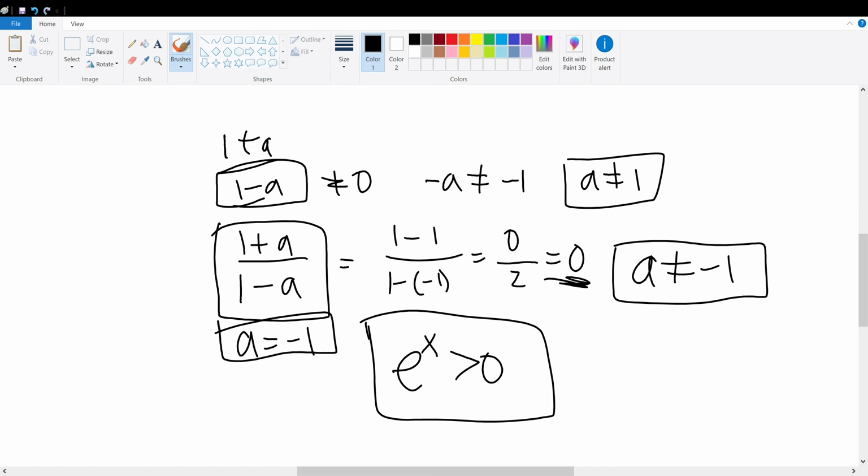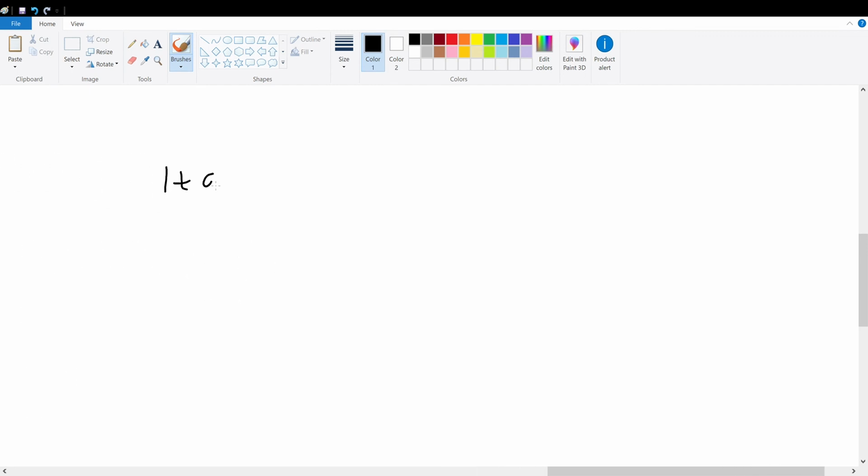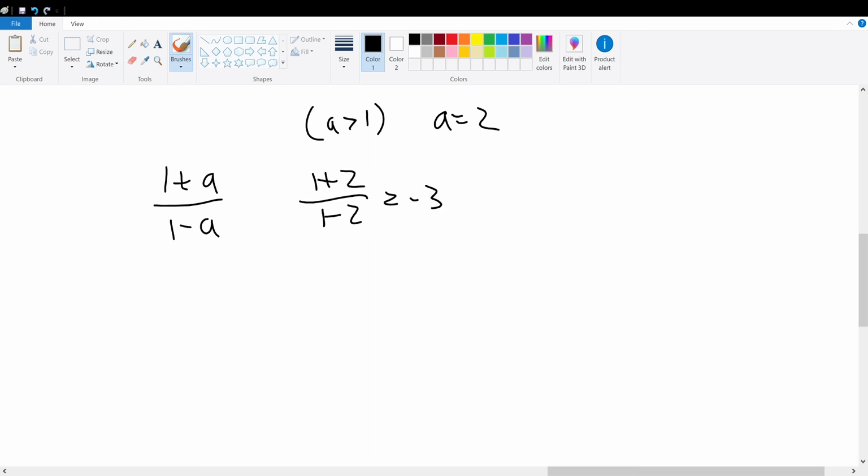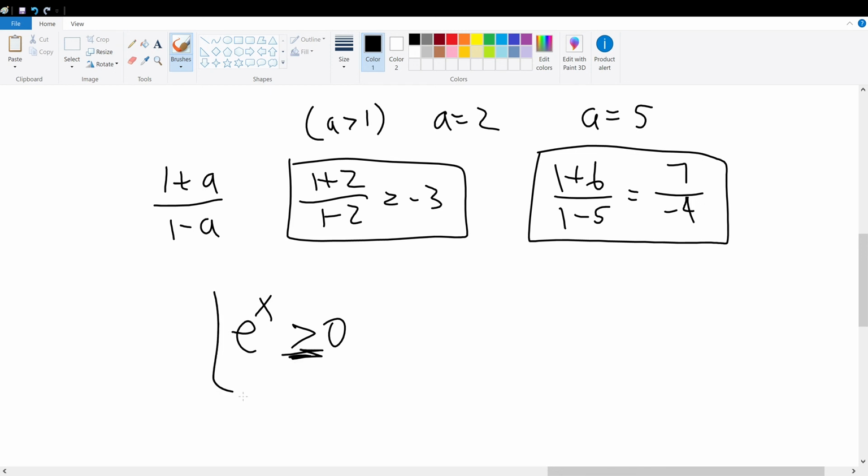Furthermore, what about values of a when it's greater than 1? Let me rewrite our fraction. When a is greater than 1, such as a is equal to 2, this would be (1 plus 2) divided by (1 minus 2), which would be equal to negative 3. Let us do a is equal to 5. (1 plus 5) divided by (1 minus 5) will be equal to 6 over negative 4. Notice how both of the outcomes are negative values. And remember our previous proof that e to the x is always greater than 0.